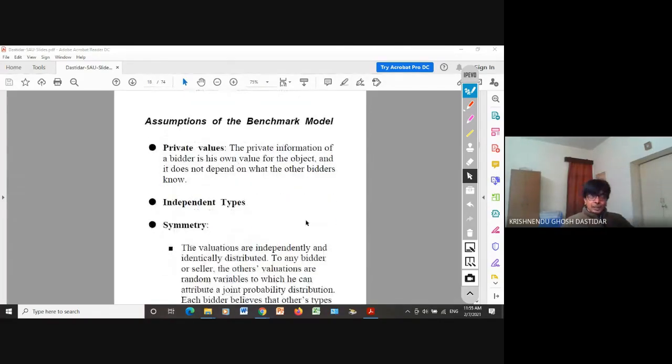Now, I'm coming to that. The benchmark model, like any model in economics, is based on some assumptions. Now, what are the assumptions? The first one, it's a case of private values. See, I've talked about value, or the maximum willingness to pay, which is private information for a bidder. I know my own value, I don't know yours.